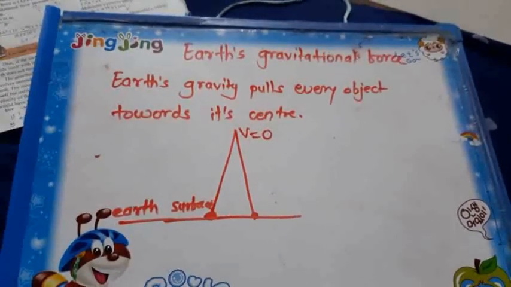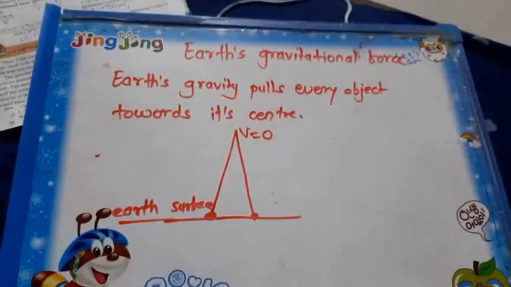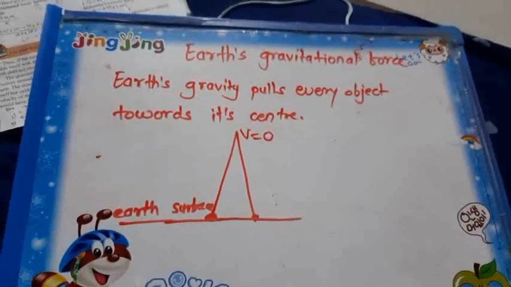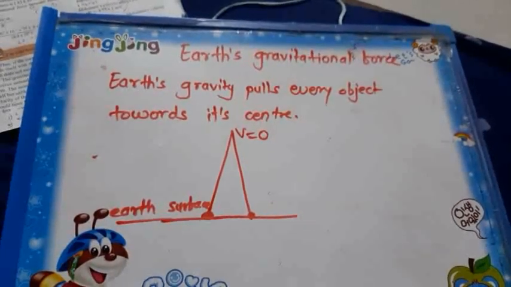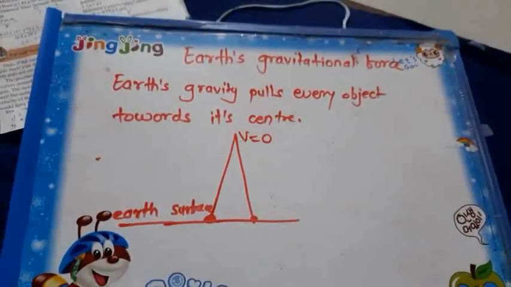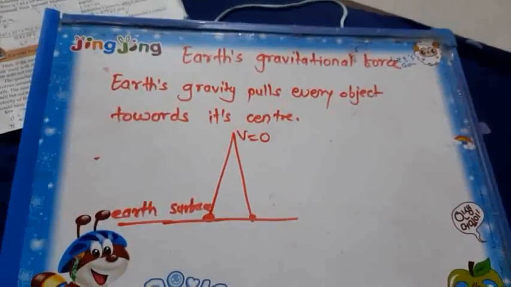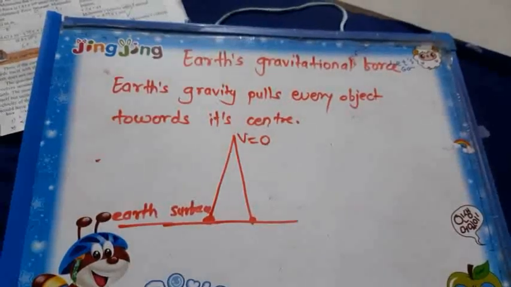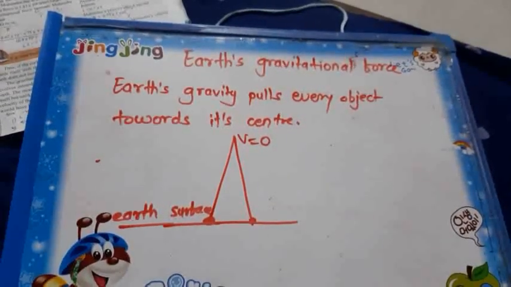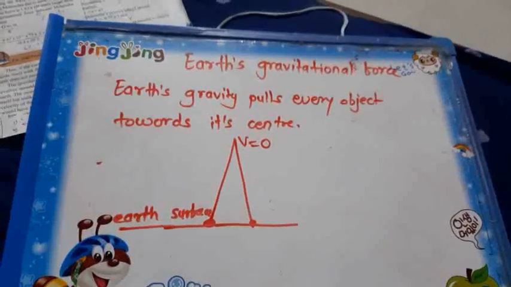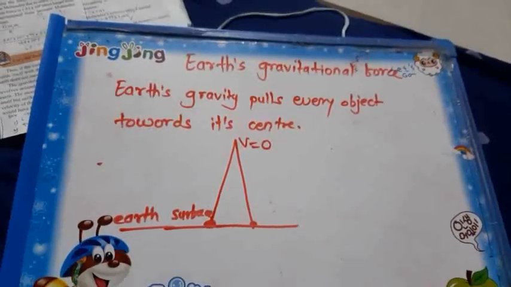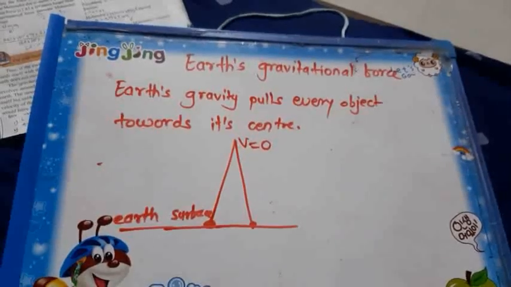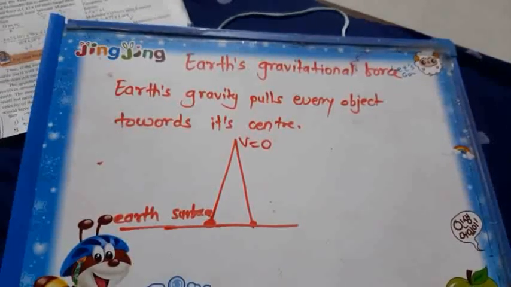The answer to these is that the earth attracts every object near it towards itself because of the gravitational force. The center of mass of the earth is situated at its center. So the gravitational force on any object due to the earth is always directed towards the center of the earth. Because of this force, an object falls vertically downwards on earth.